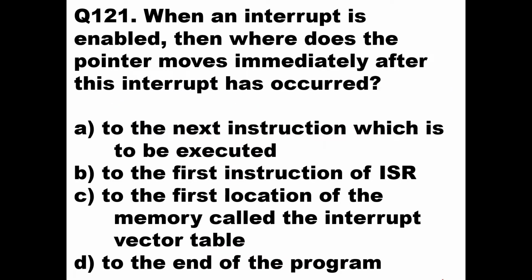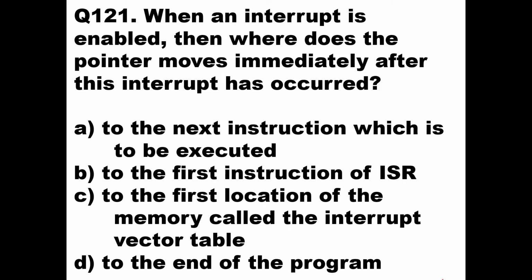Question number 121. When an interrupt is enabled, then where does the pointer move immediately after this interrupt has occurred? When the interrupt is enabled, the pointer has to go first to the vector table. The vector table is a table which has the starting addresses of the interrupt service routines of the particular interrupts. Whenever an interrupt is enabled, the pointer first goes to the first location of the interrupt vector table.